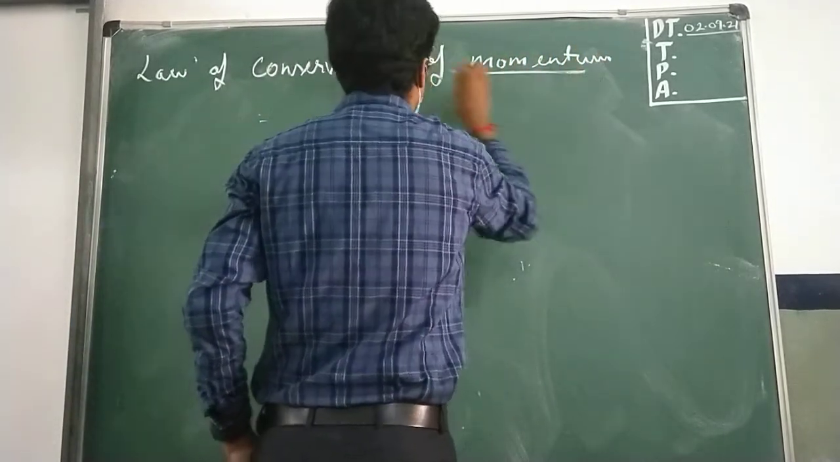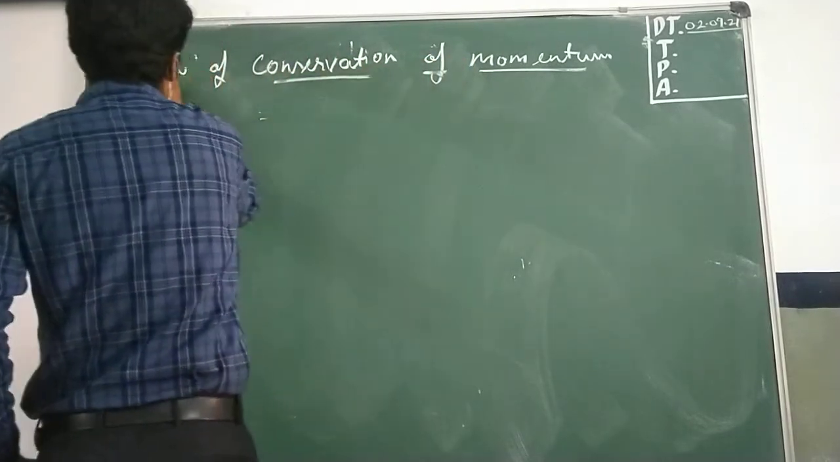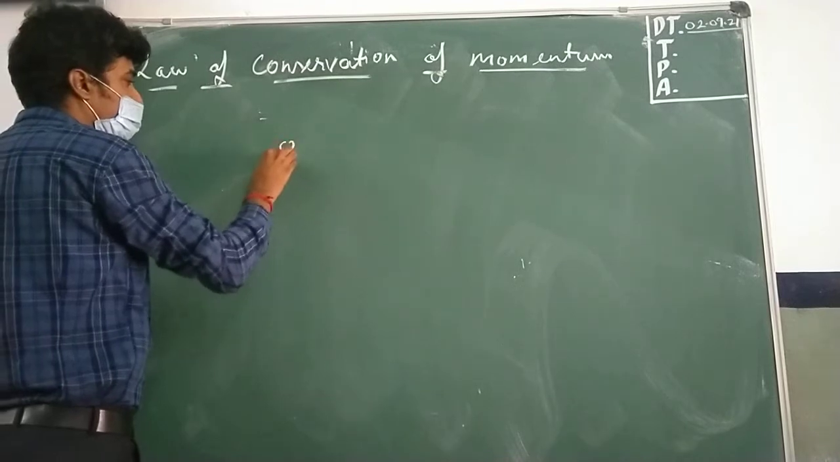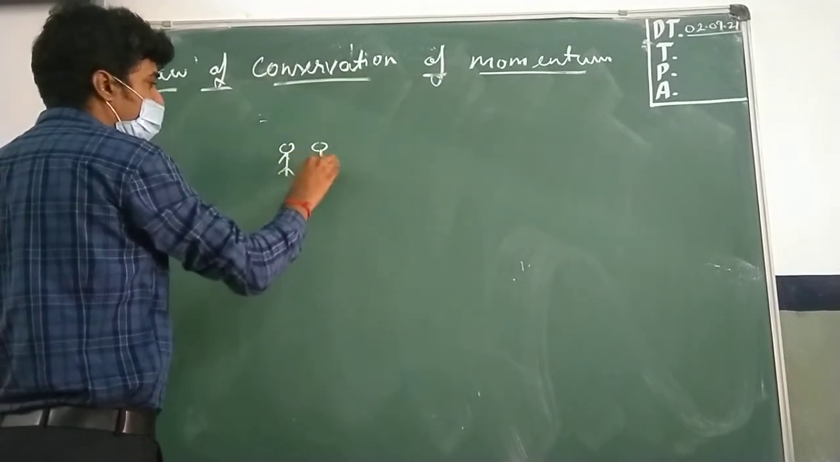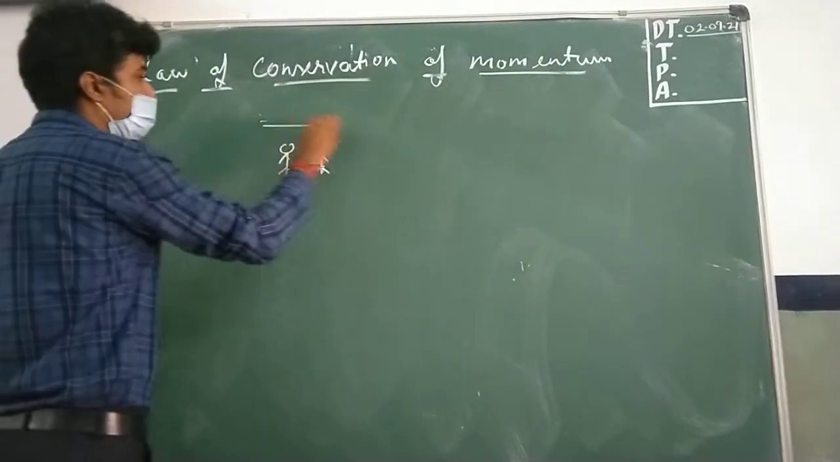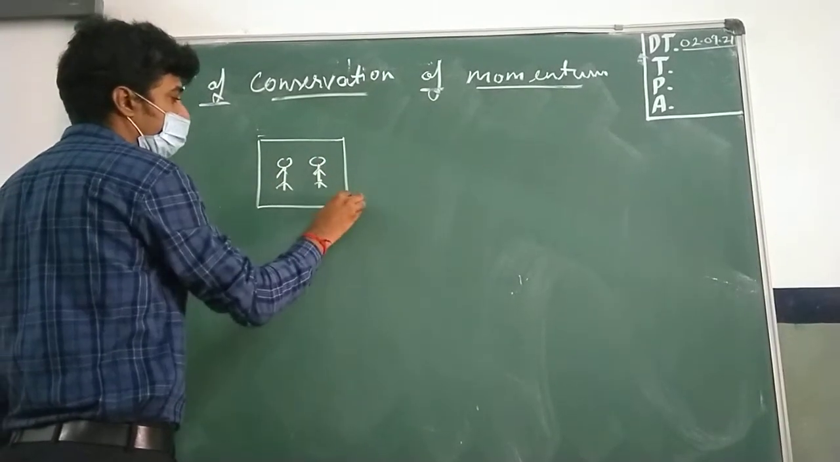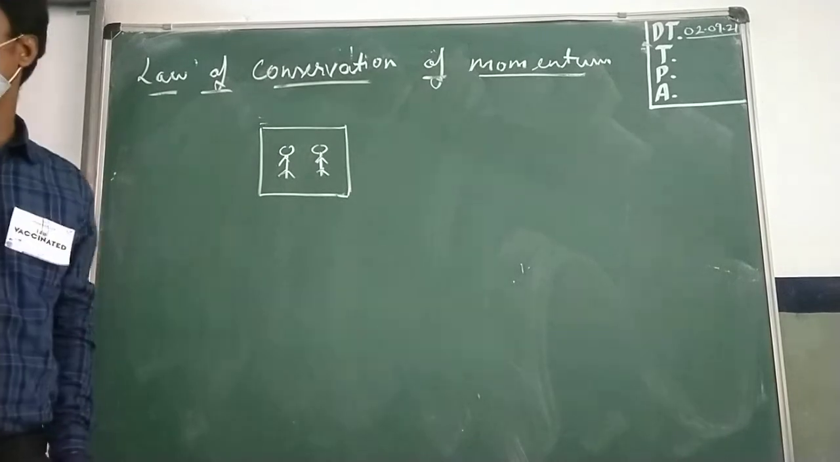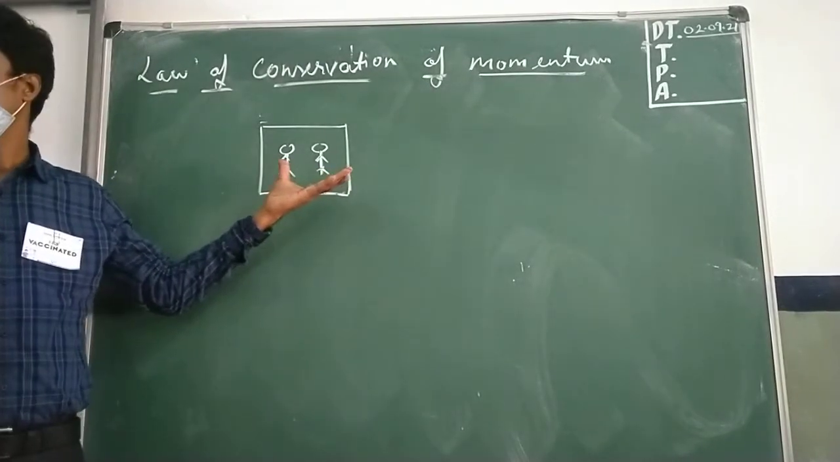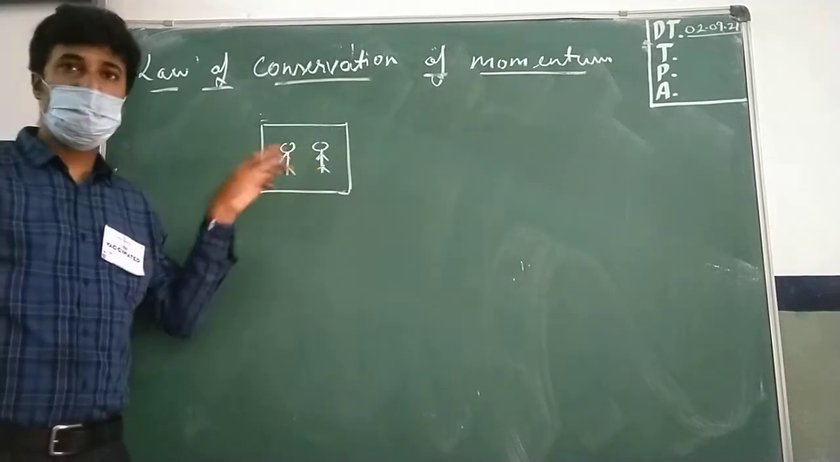Before starting this particular topic of conservation of momentum, I will give you an example. Suppose there are two brothers in a house. This is the complete house. You can call it a system.